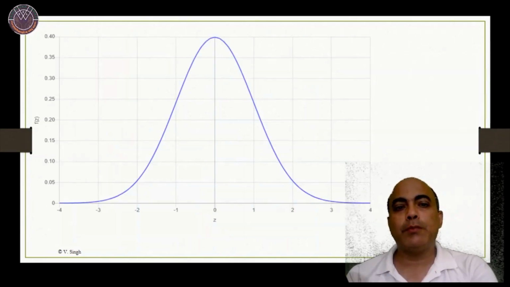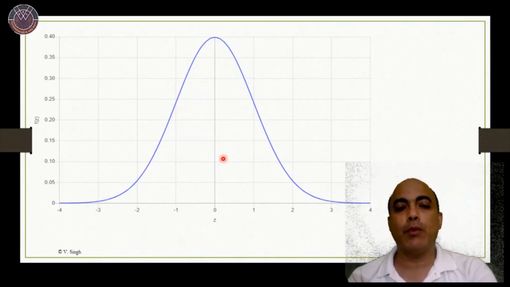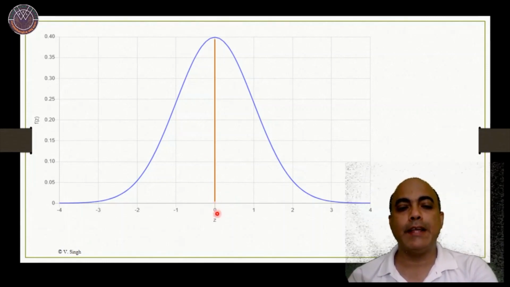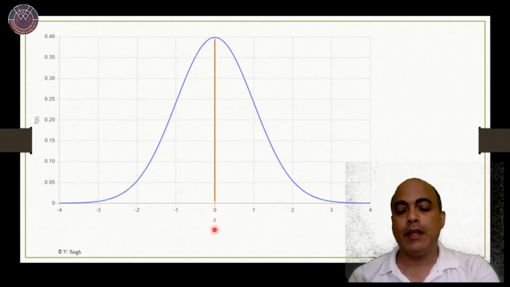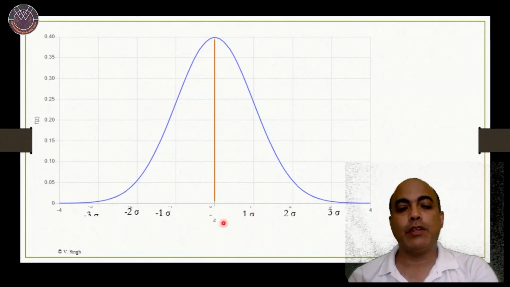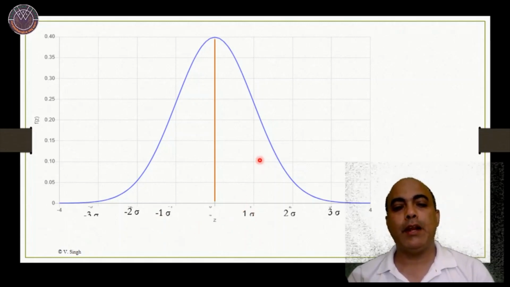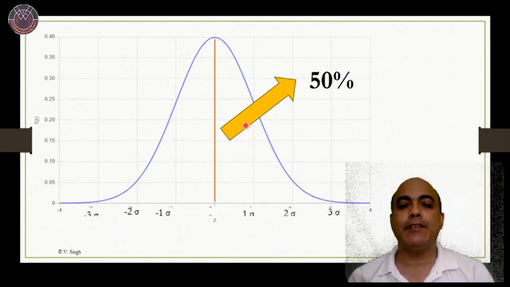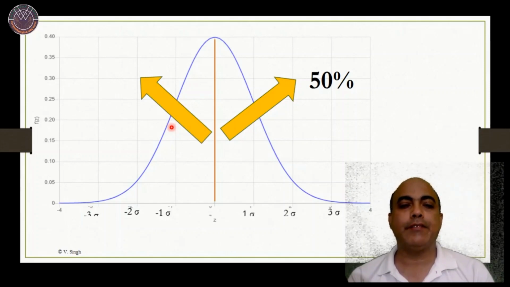To solve this particular problem, first we need to visualize this problem. As we can see here, this is the normal probability curve, and we can also see that the mean is lying on this particular line here at the center. And we also know that the baseline can be divided into 6 sigmas. Similarly, we know that 50% of the cases are lying in the right hand side, and the remaining 50% of the cases are lying in the left hand side.